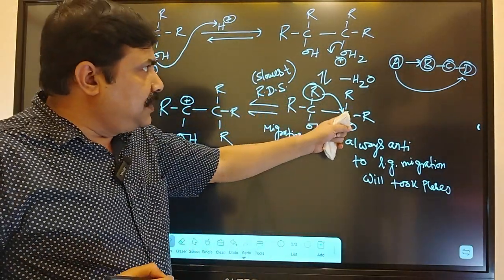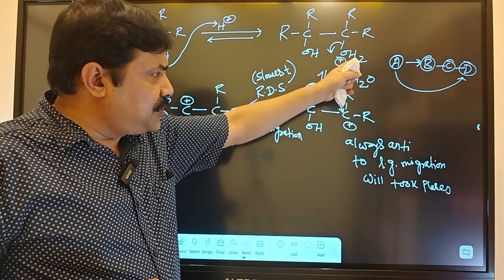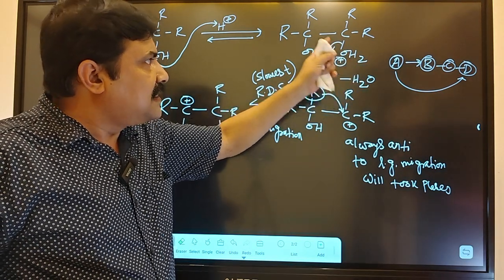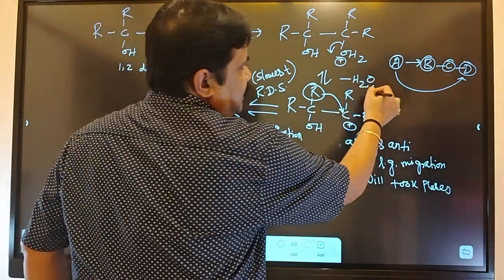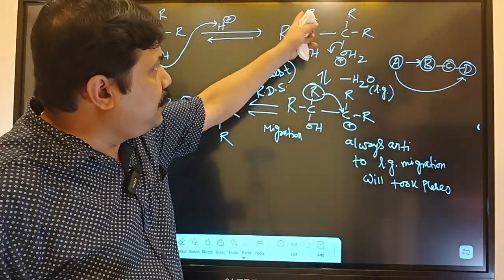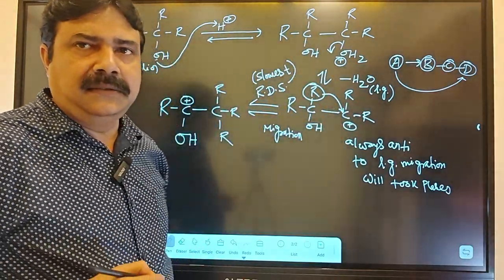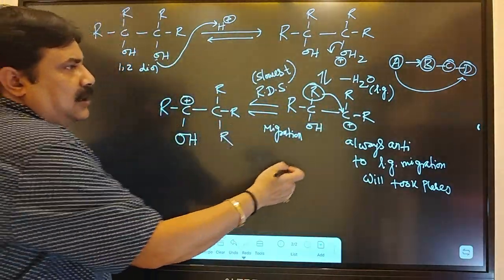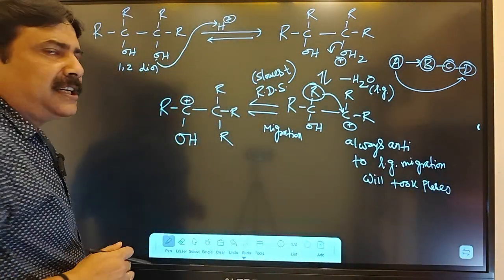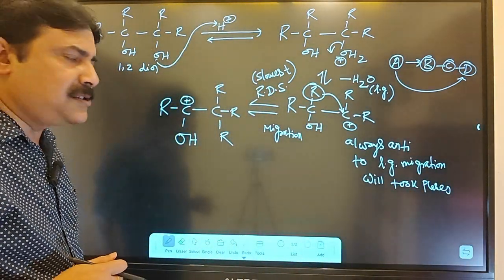Now always, what was the leaving group? H2O. Protonated alcohol means H2O, oxygen with plus charge. That is my leaving group. You look at this, H2O is departing. This is Lg, Lg means leaving group. That's why anti to the leaving group means this R is migrating. So I always write that migration takes place anti to the leaving group. Very important thing for the Pinacol Pinacolone rearrangement.